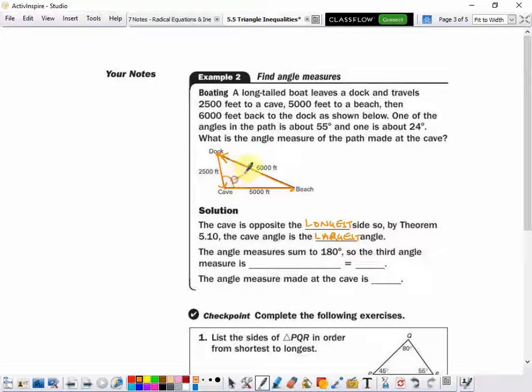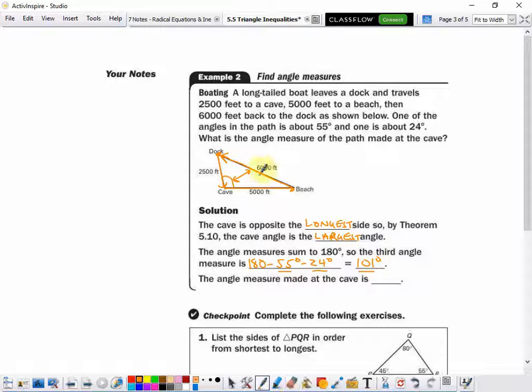Okay, opposite each other, longest side and largest angle. The angle measures are always going to add up to 180 inside of a triangle. So the third angle measure can be found by doing 180 minus the two that we know. We know two angles are 55 degrees and 24 degrees. 180 minus 55 minus 24, that's taking away 79, so it's 101 degrees. So our three angles are 55, 24, and 101.